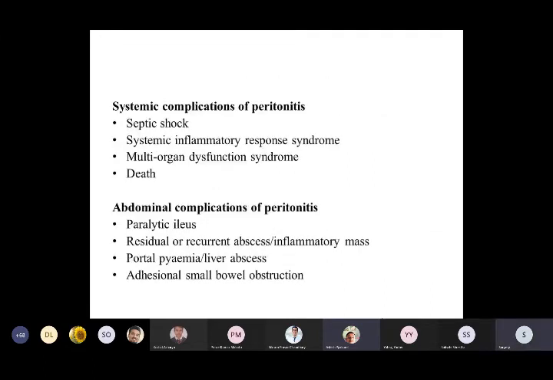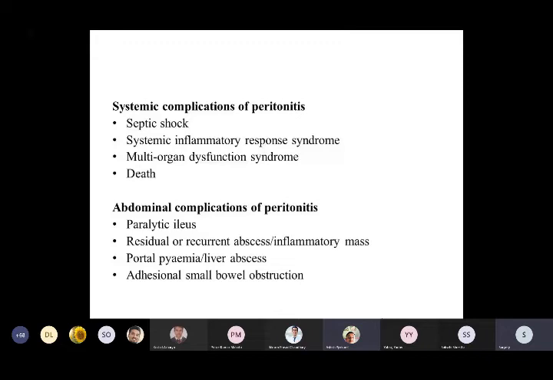The systemic complications of peritonitis, as we already mentioned, are septic shock, systemic inflammatory response syndrome, multi-organ dysfunction syndrome, followed by death. And abdominal complications of peritonitis are paralytic ileus, which is due to the inflammation of the bowel, residual or recurrent abscess, inflammatory mass, portal pyemia, and liver abscess.